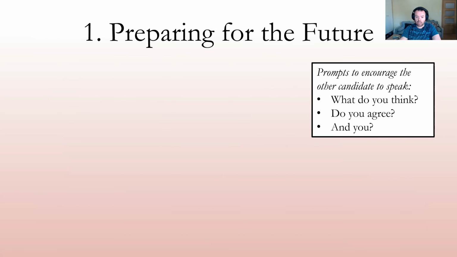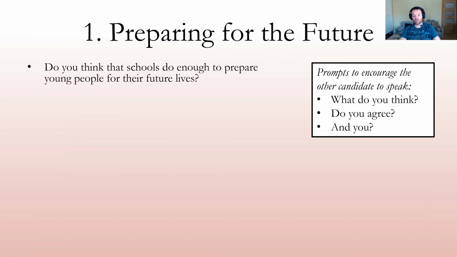And then at the end of that time, we go into a kind of discussion question, taking the topic from the previous parts, and then you have these discussions. This lasts for about 4 minutes. The interlocutor will ask a question like, do you think that schools do enough to prepare young people for their future lives? Try to resist the urge to say, do I think so? No. Give a nice rounded answer and encourage your partner to contribute.